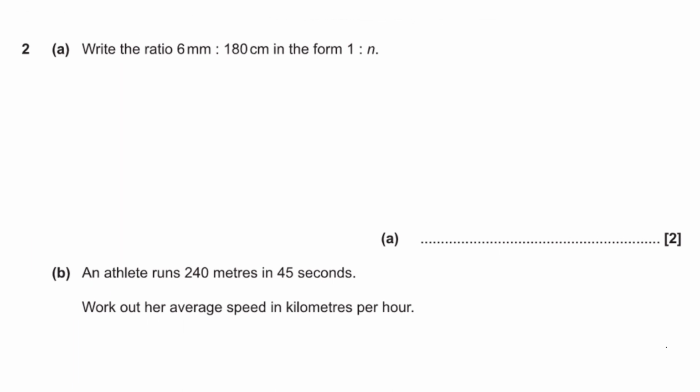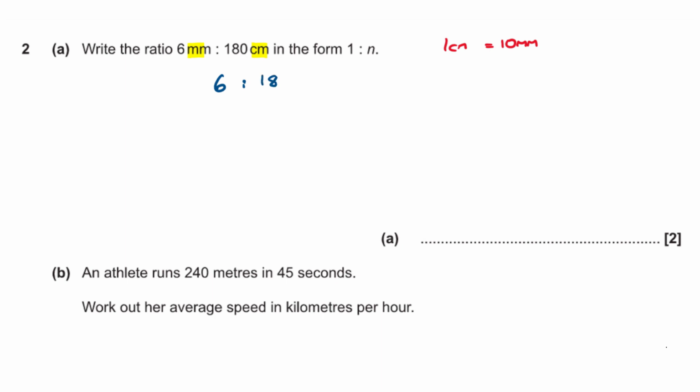Write the ratio 6 millimeters to 180 centimeters in the form 1 to n. Okay. Now, when you're comparing things in a ratio, you should really have the same units, and these are not the same, are they? I've got millimeters and centimeters. So I'm going to have to convert them all into the same unit. It's going to be easier to go from centimeters to millimeters, I think. You should know that 1 centimeter is the same thing as 10 millimeters. So if I take the centimeter one and I multiply it by 10, I'm going to get millimeters then, aren't I? So the ratio is going to be 6 to 180 times 10.